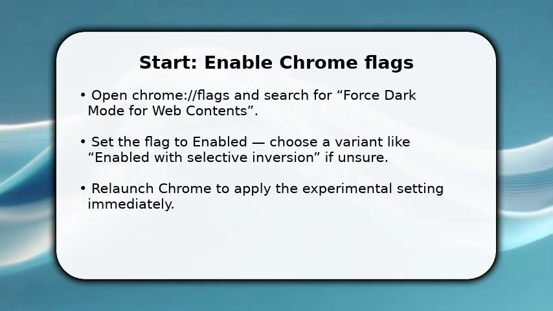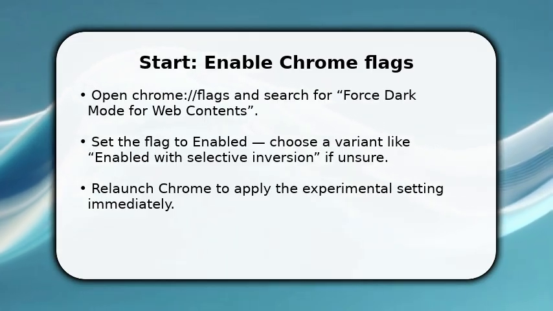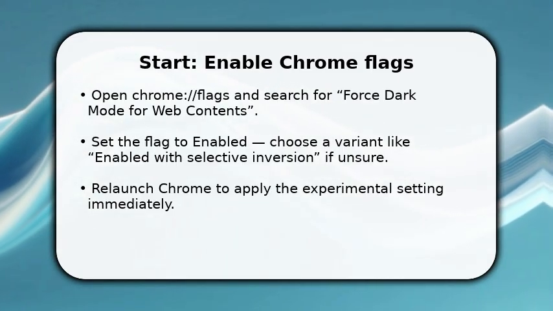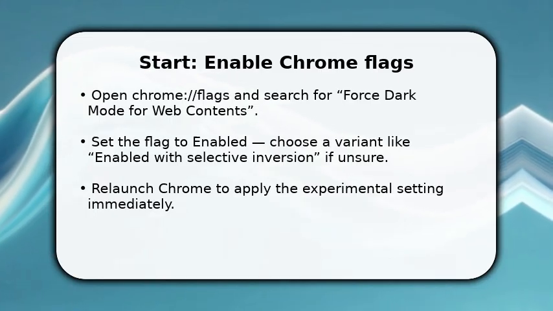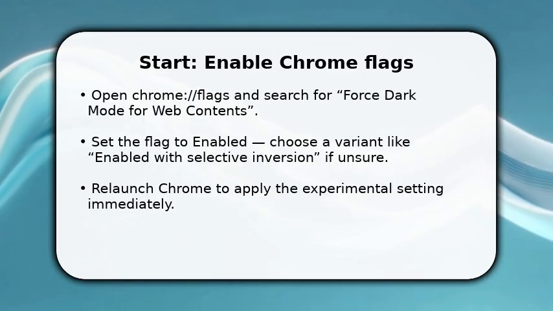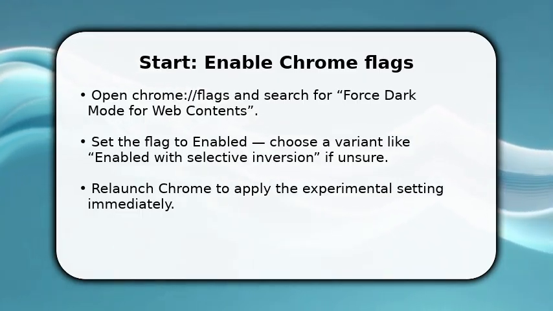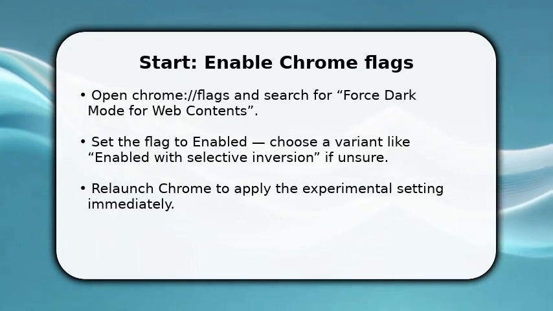You'll begin inside Chrome's experimental flags because this forces dark mode on pages that lack it. Open Chrome, /flags and type, force dark mode for web contents. Once found, change the drop-down to enabled or pick a variant such as enabled with selective inversion for better contrast. Make sure to relaunch Chrome when prompted so the flag takes effect.